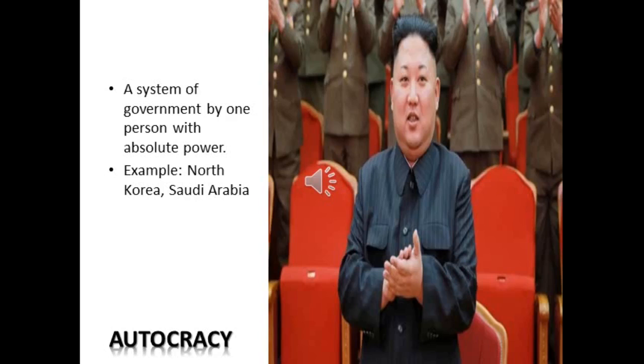Such a type of government is seen in the modern world in North Korea and Saudi Arabia. You know the picture, so you can identify him. Often you will note him in the news. So who is he? Yes, the president of North Korea, Kim Jong Un. He is an autocratic ruler.